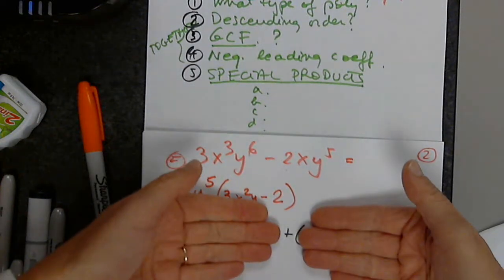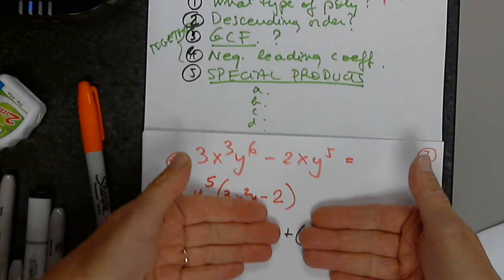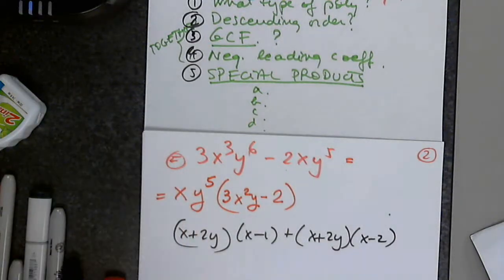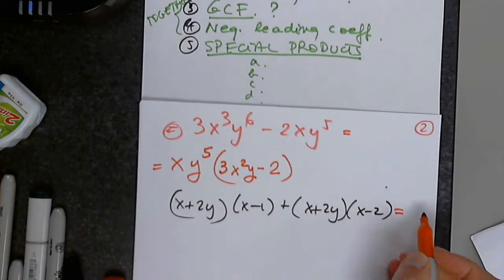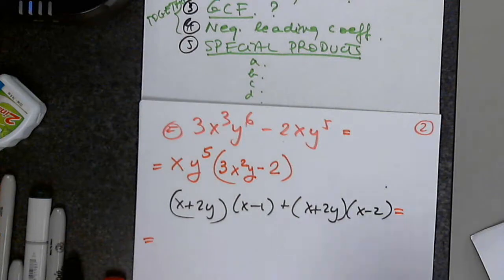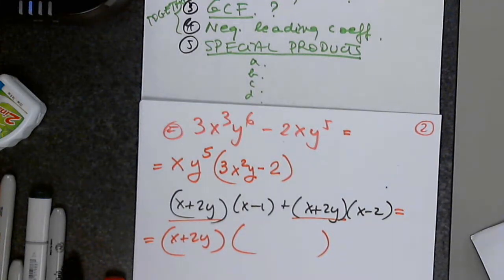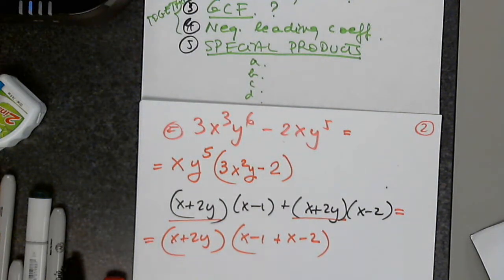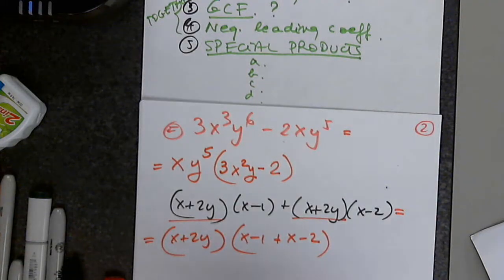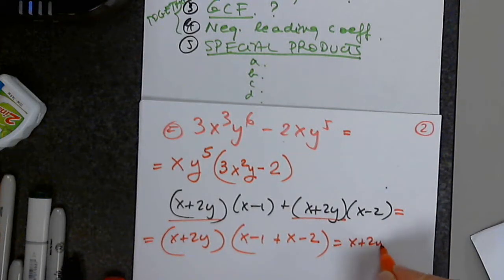But I can look at it as being two terms. And I see that they have a common factor. So we will both be correct and incorrect at the same time, right? So I see a common factor, which is x plus 2y. And then what is left? x minus 1 is left from the first term, and x minus 2 is left from the second term. But yes, I have to combine like terms in parentheses, and I will get x plus 2y, and then 2x minus 3.